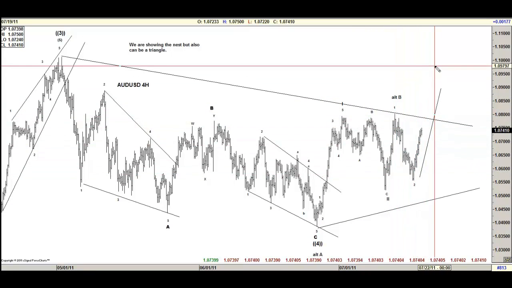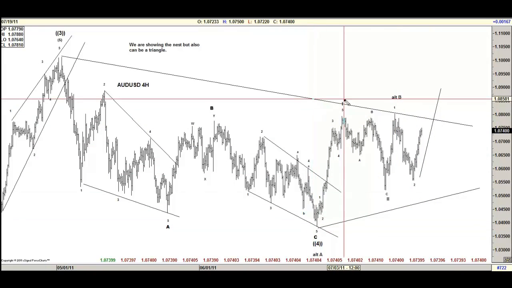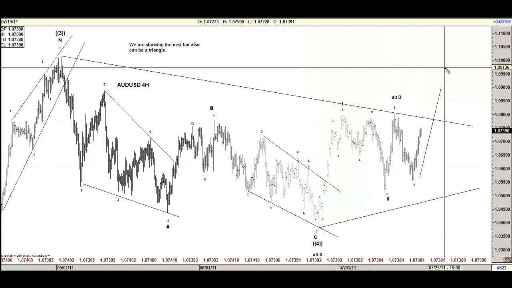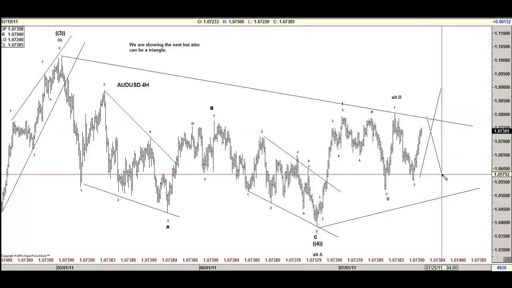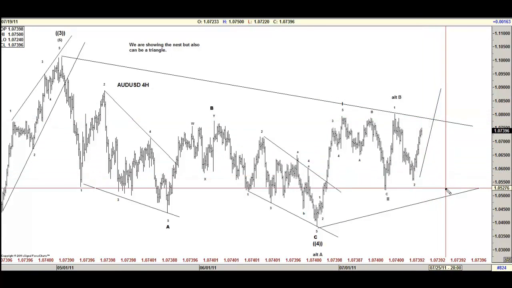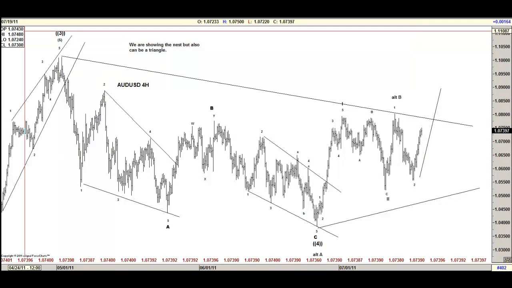Aussie can break higher in the next 1, 2, 1, 2. That's what Aussie can do, or it can be sharper. All depends on what the dollar and oil are gonna do.